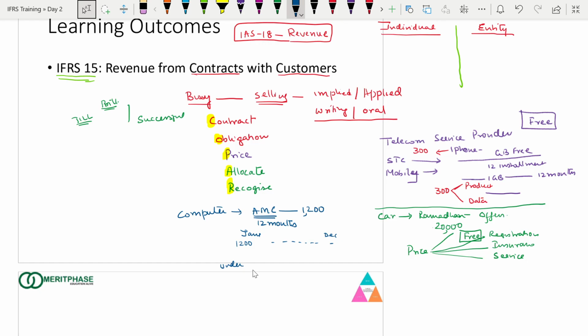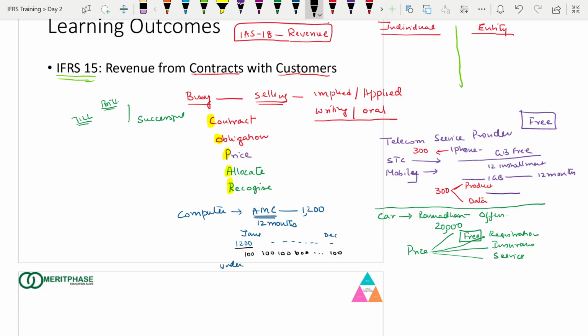Is it right? In other cases we are overstating the profits. What we have to do is make sure that we allocate the 100 in each of the months till December. This is the way it happens.